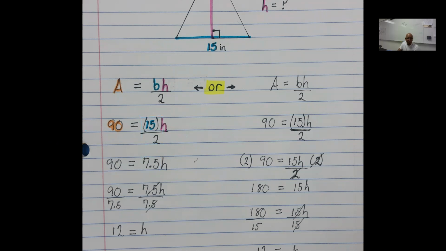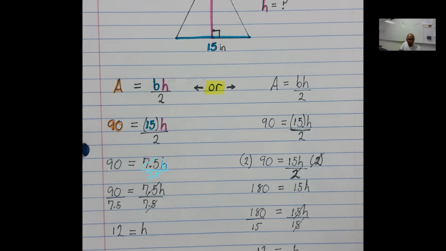So now, ladies and gentlemen, we have one of these traditional equations, right? Where our goal is always to isolate the variable. We want to get the h all by itself. So how do I get rid of this multiplication by 7.5? Well, the opposite of multiplying is to divide. So I'm going to divide 7.5 by 7.5.